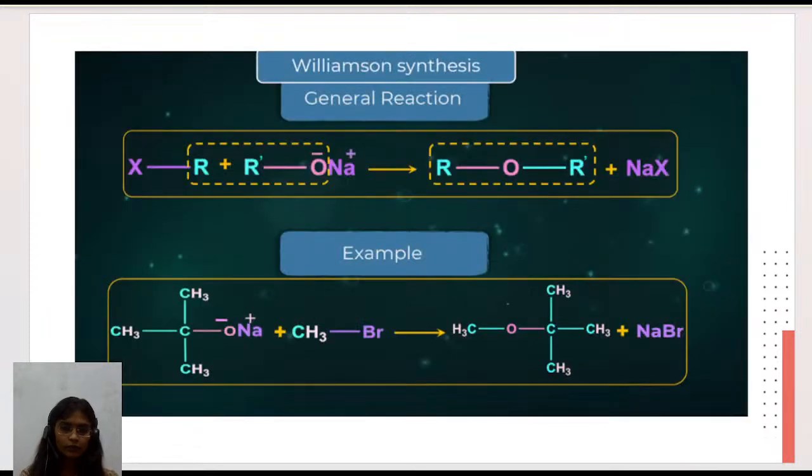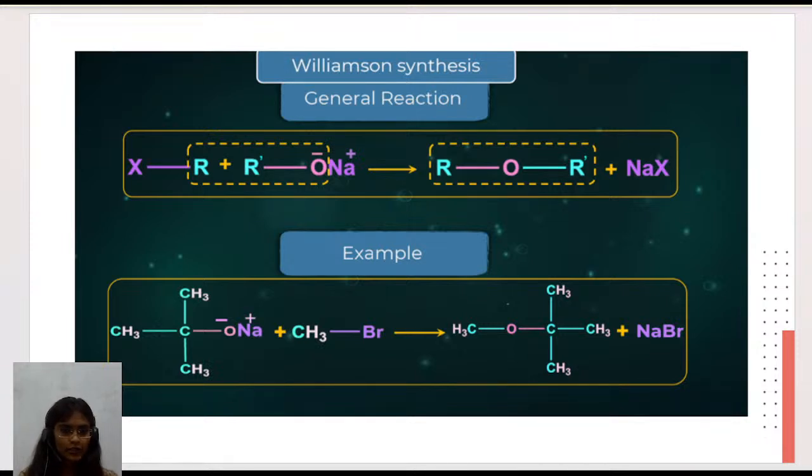Now, as we already covered, what is the problem in this reaction? We end up with only the symmetrical ether. So that's why we are going to follow a new reaction. This is known as the Williamson synthesis reaction. So what is the general point here? You have some RX. Let me wait, I will explain the mechanism as well.